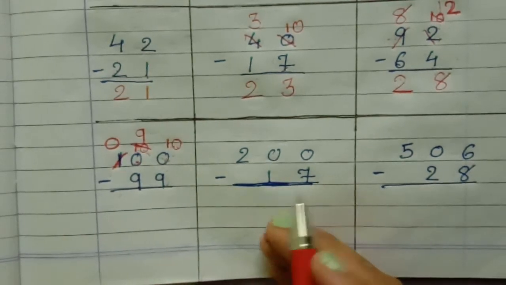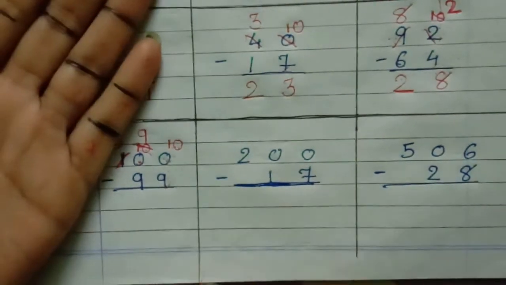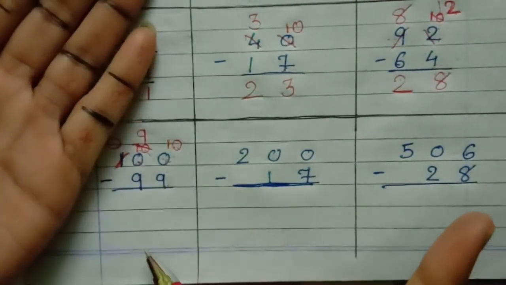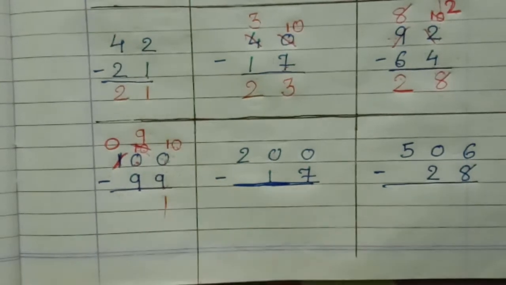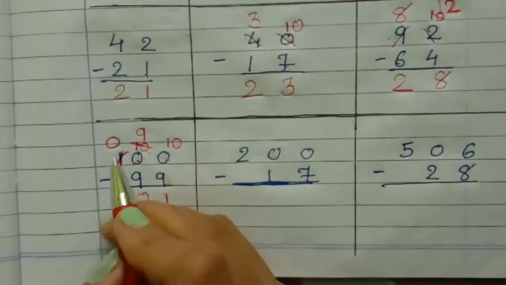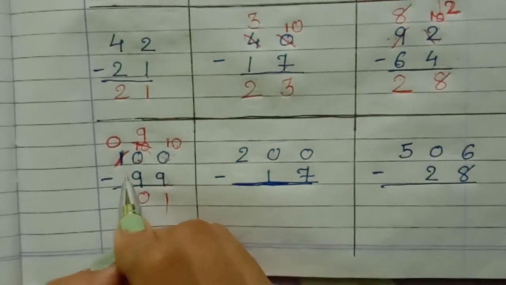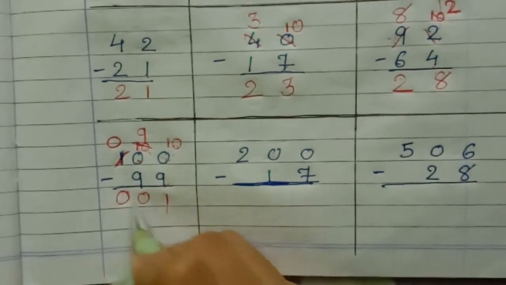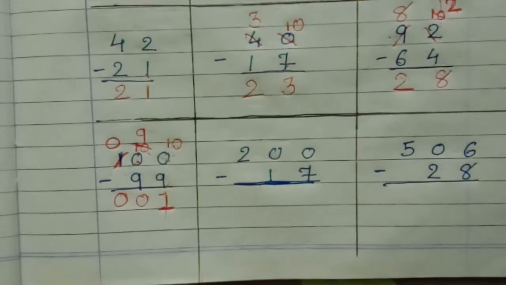But once again let's see. 9. 9 से count करो. 9 से 10. 1 only. So write here 1. 9 minus 9, 0. And 0 minus nothing means 0. So our answer is 1.